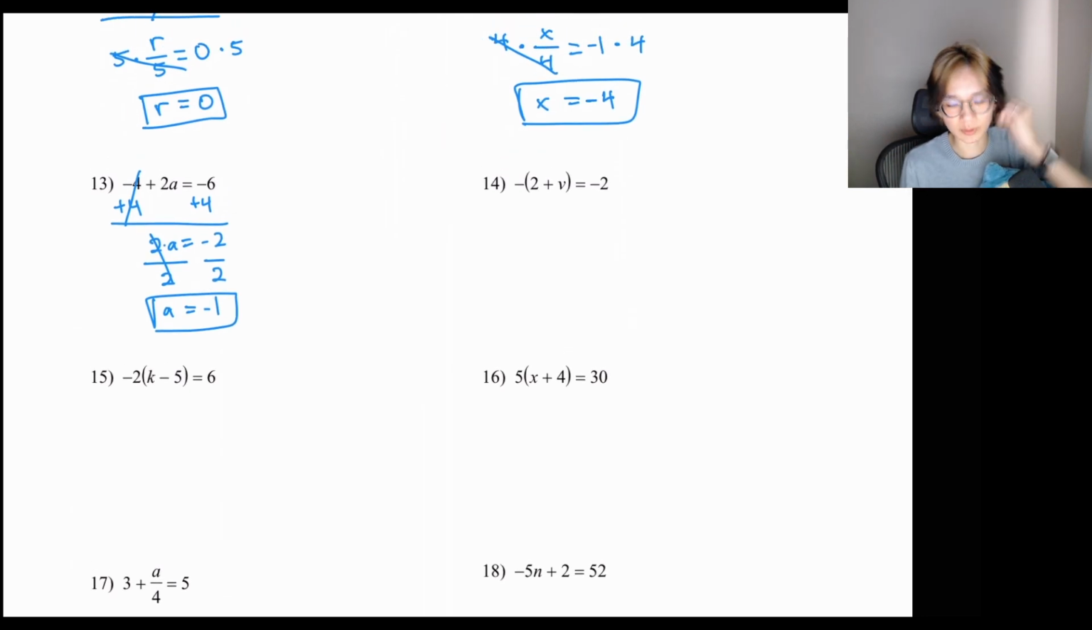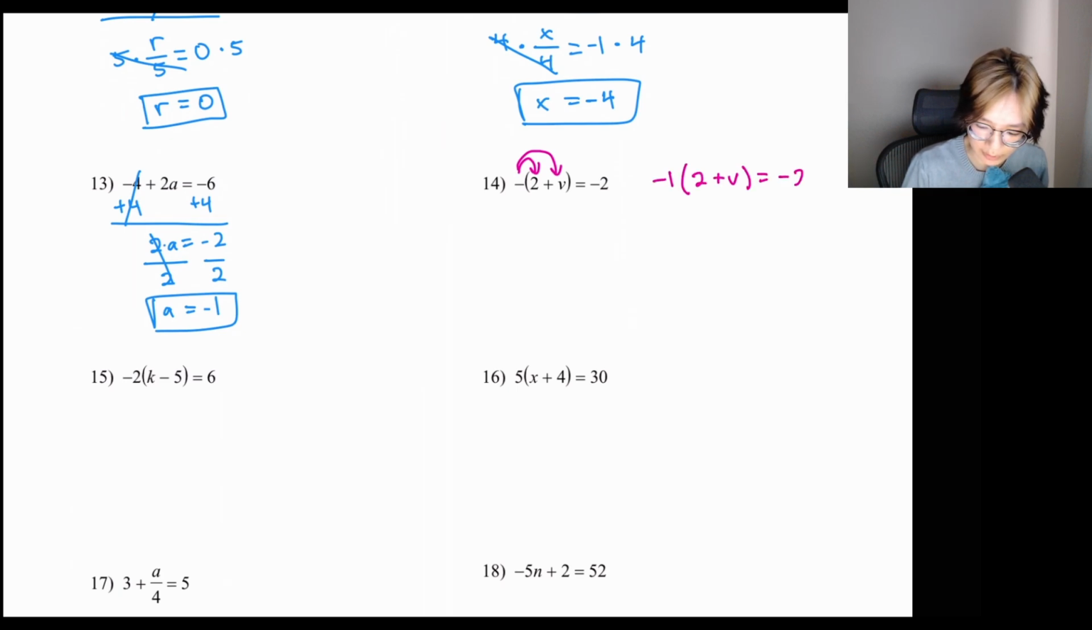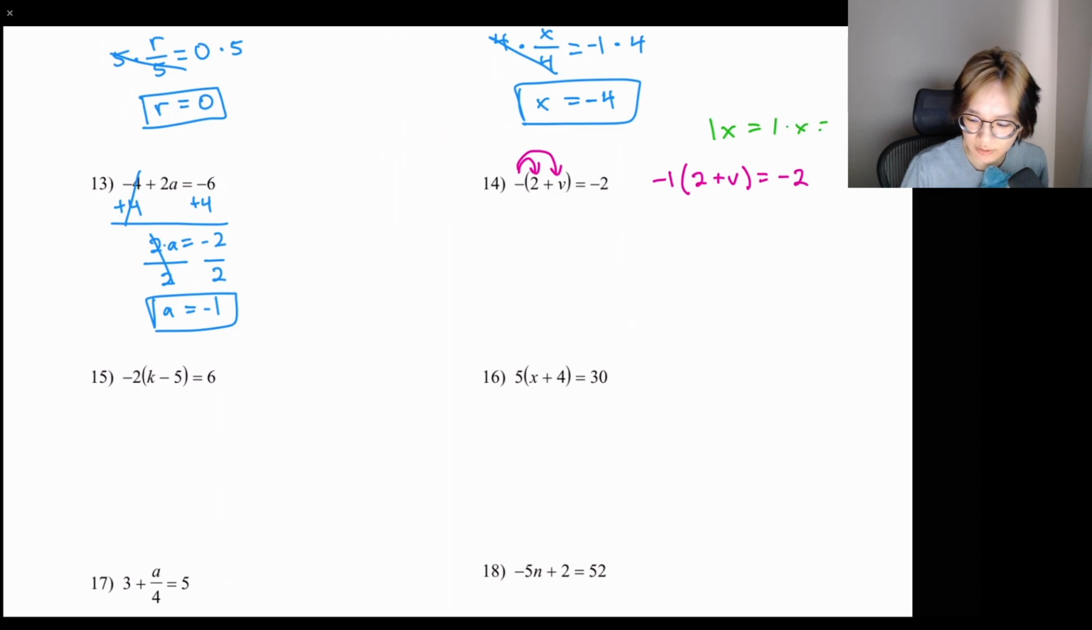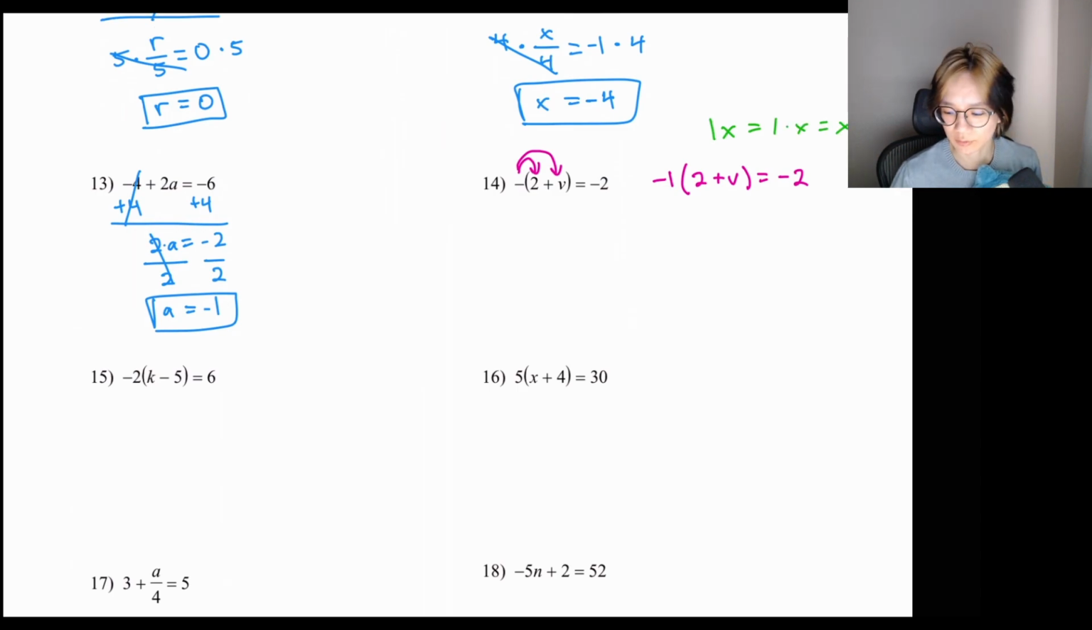Now, 14, we have some parentheses. We have the distributive property. If you remember how to do distributive property, we distribute what is on the outside to the inside. But hey, there's only a negative sign. What am I supposed to do? Technically, this can be rewritten as negative 1 times 2 plus v equals negative 2. Just like how anytime we just have a variable, it is technically also 1x, but that's just equal to 1 times x, and that's just equal to x, because anything times 1 is itself. So we just don't write it for the sake of doing things faster. So this is the same thing as a negative 1 standing right outside.